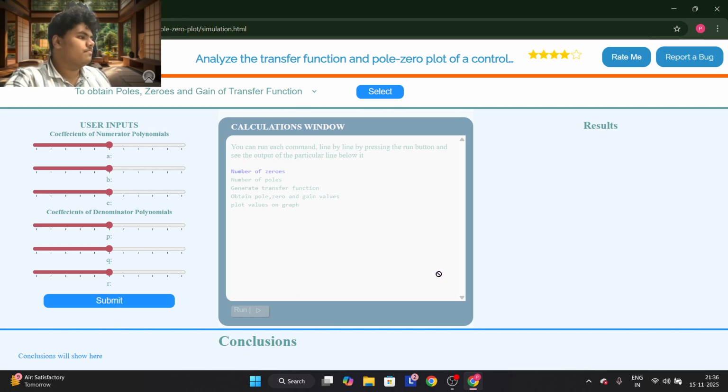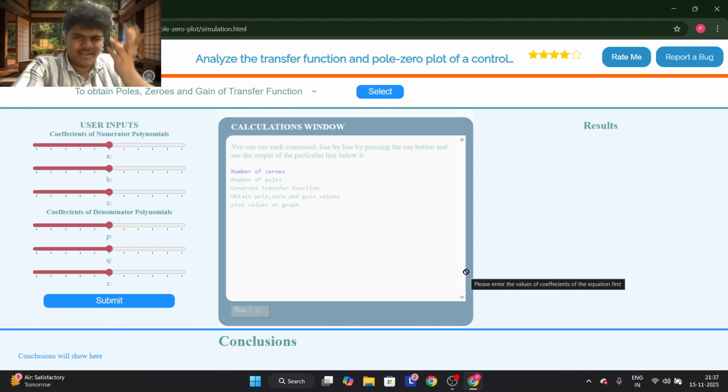I will give you the aim, the software and theory, and then we'll move toward the software part. I will teach you on the screen itself. The aim is to obtain the pole-zero plot from a given transfer function and also to find the transfer function from given poles, zeros and gains. I will explain everything. The software is virtual labs. The core concept: this experiment teaches the relationship between a system's transfer function and its pole-zero plot.